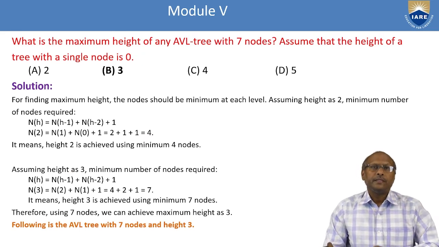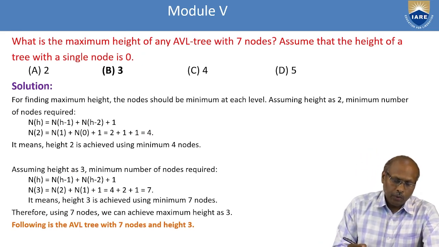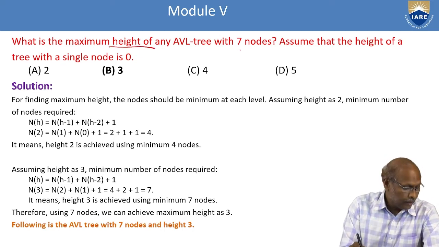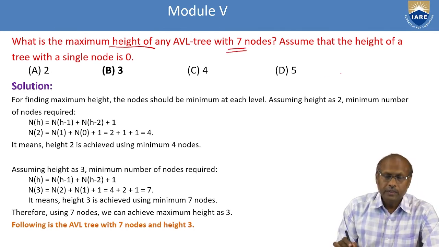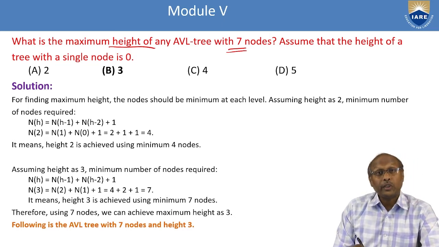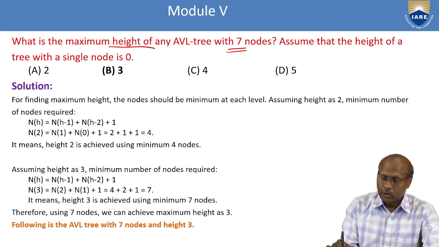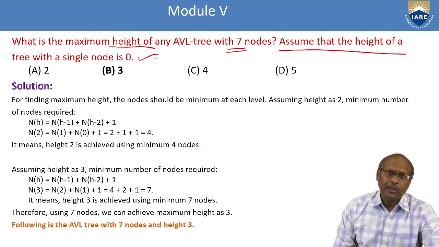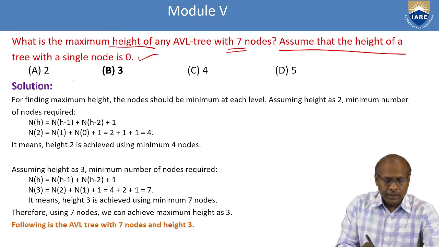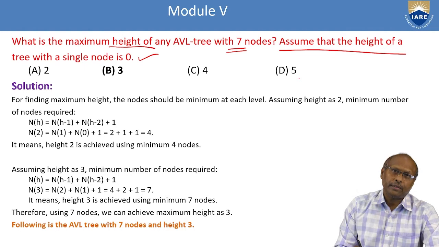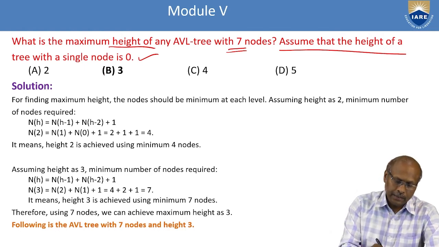Next, they may ask another question: what is the maximum height of an AVL tree with 7 nodes? Number of nodes is given, and now they are asking for the maximum height. Assume that the height of the tree with a single node is 0. When there is a single node, height is 0. Now they have given 4 options: 2, 3, 4, 5. Which is the correct option? So the answer is 3.